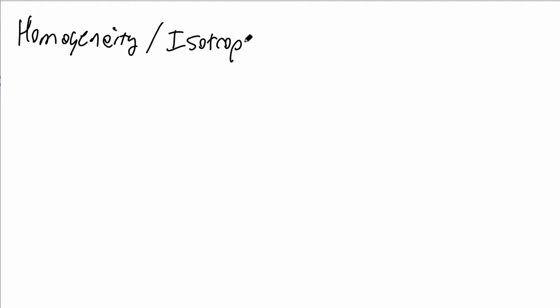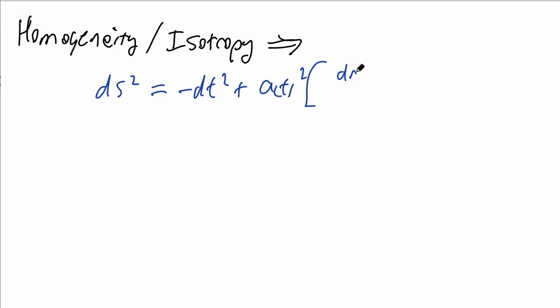Let's take a minute to review the results from the previous two lectures on cosmology. Homogeneity and isotropy tell us that the metric can be written in the Robertson-Walker form. That's ds squared equals minus dt squared plus a of t squared times dr squared divided by 1 minus k r squared plus r squared d omega squared. So that's the Robertson-Walker metric.